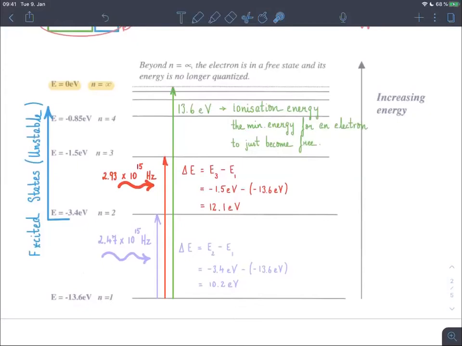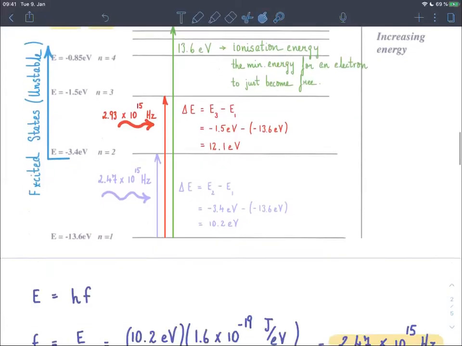Now, when an electron gets promoted to the second or higher energy levels, the atom is said to be in an excited state. This means that the atom has excess energy and is thus unstable. In fact, we find that almost immediately after absorbing energy, and we're talking within 10 to the minus 8 of a second, the atom loses this energy by emitting electromagnetic radiation, and subsequently, the electron falls back to a lower energy level.